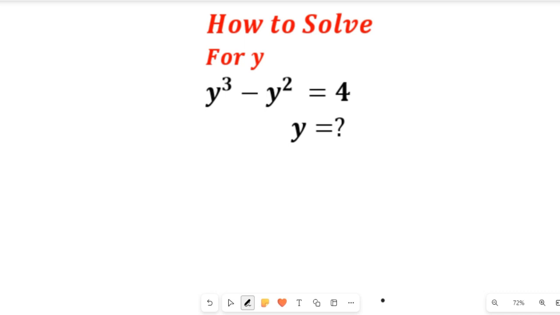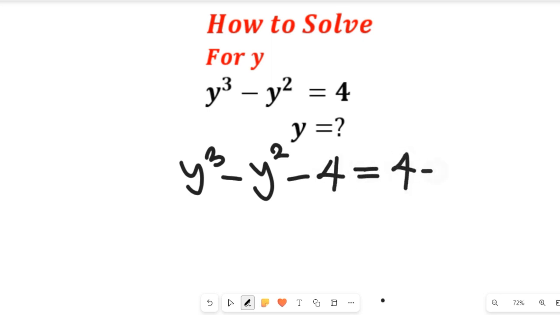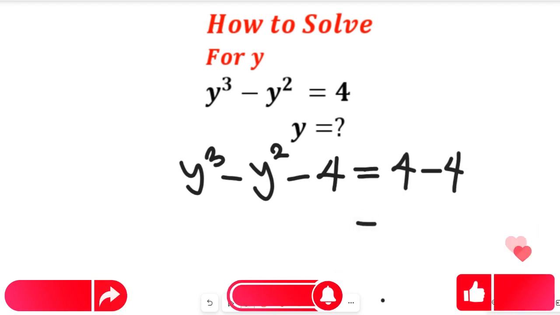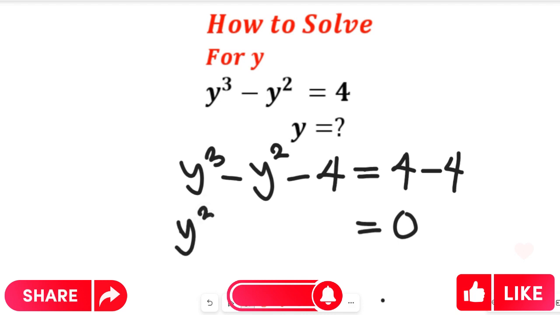Now, the first thing you need to do is to subtract 4 from both sides. And the reason why we're doing that is to remove 4 from the right-hand side. So we'll have y to the power of 3 minus y to the power of 2 minus 4, and that will be equal to 4 minus 4. Now, the right-hand side will be equal to 0, and then the left-hand side will be y to the power of 3 minus y to the power of 2 minus 4, and that will be equal to 0.